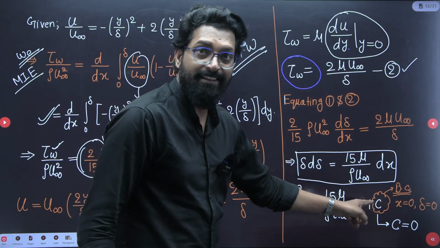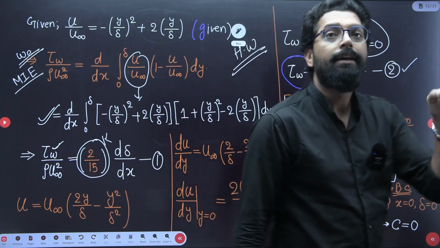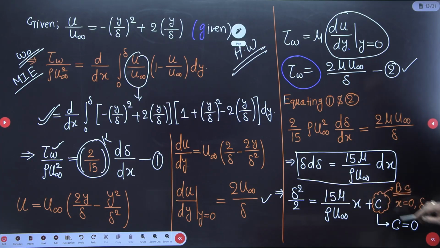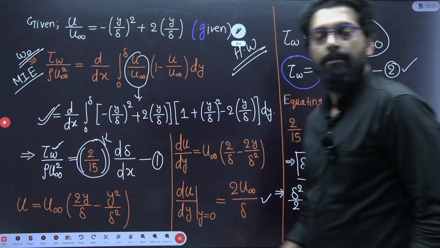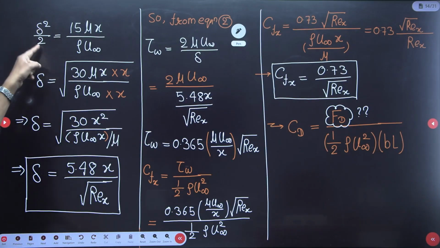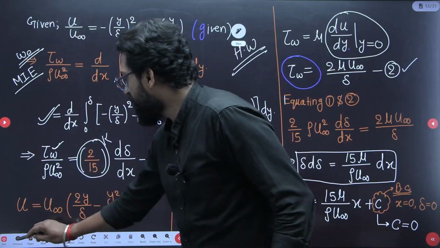Now, how to find this c? Apply the boundary condition. What is the boundary condition? At x equal to 0, delta is equal to 0. So, put x equal to 0, delta equal to 0, so the c value is 0. Finish. So, what is the final equation then? This is the final equation: delta square by 2 equals 15 mu x by rho u infinite. So, up to this step it is finished.